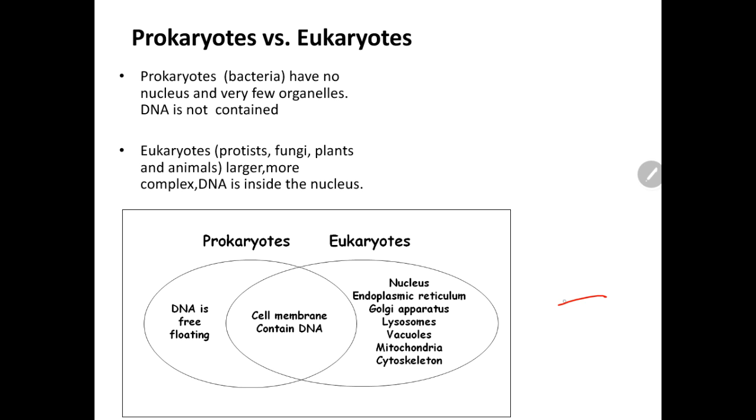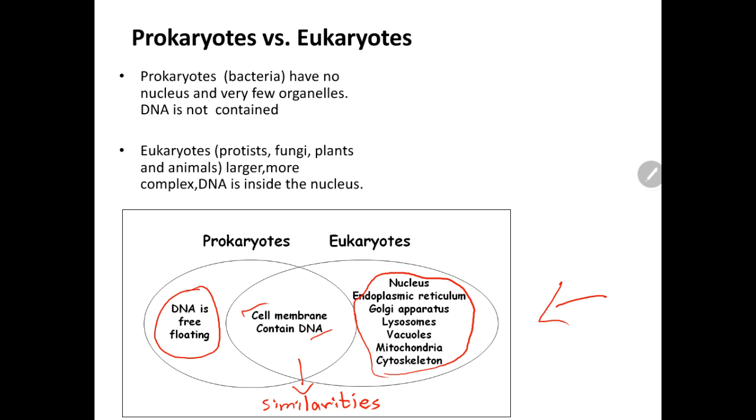As we can see in this Venn diagram, in prokaryotes the DNA is free floating. In eukaryotes the DNA is inside the nucleus, and eukaryotes have all these other structures. In the similarities, both of them have a cell membrane, and both of them contain DNA.